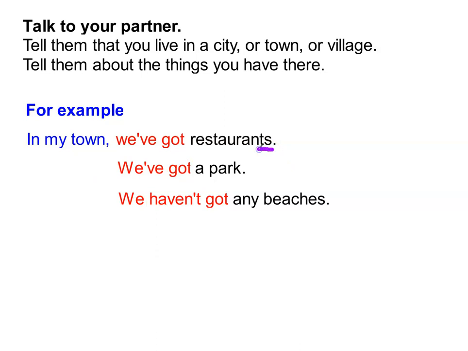Okay, good. In my town, can I go to the park? Yes. How many parks do we have in my town? One. And how do we know? Because we've got a. Can I go to the beach in my town? No. There isn't a beach in my town. We haven't got any beaches.